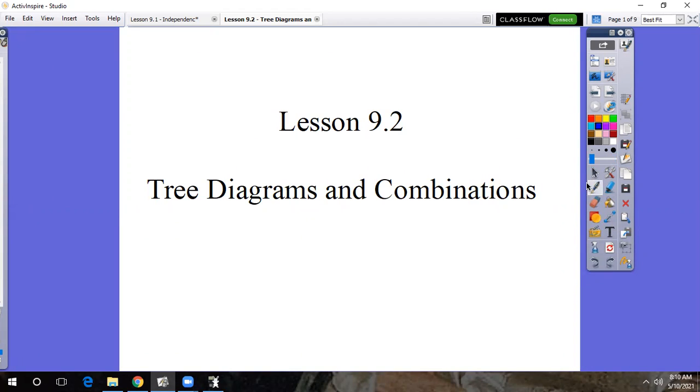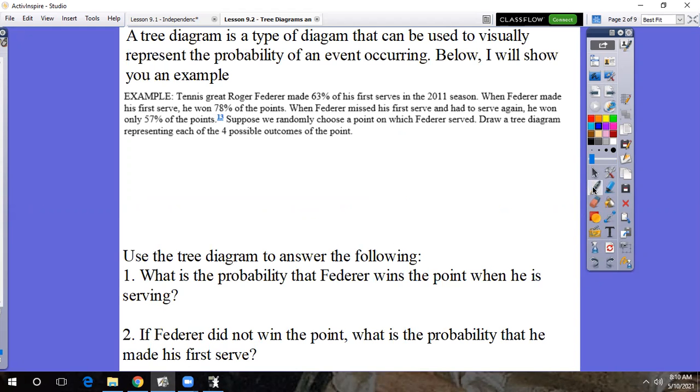Today is lesson 9.2 about tree diagrams and combinations. This is the second lesson in our probability unit. So let's get cooking talking about tree diagrams and combinations. For tree diagrams, it's probably going to be most helpful if I just show you an example. So here's an example down here.